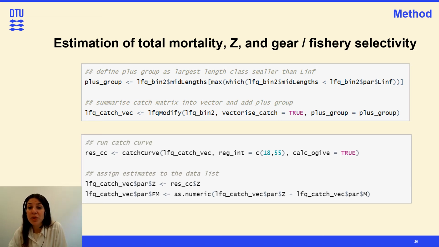It is possible to use either an interactive plotting function, where the user selects points to be used in the regression analysis by clicking on the first and the last point to be included, or to define the range using the regint argument.